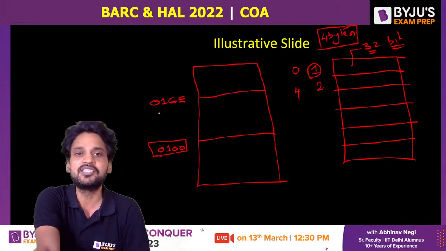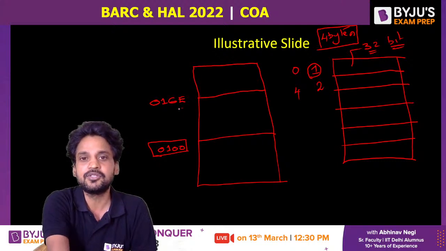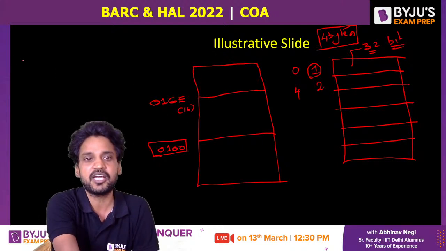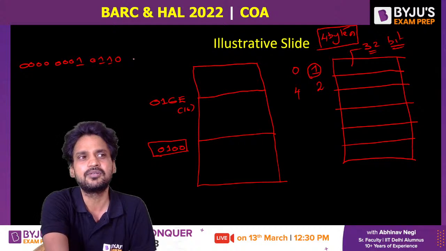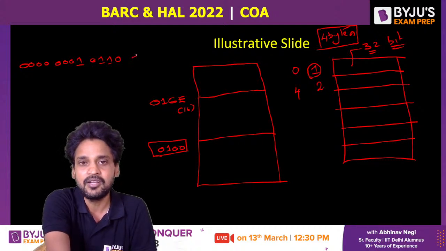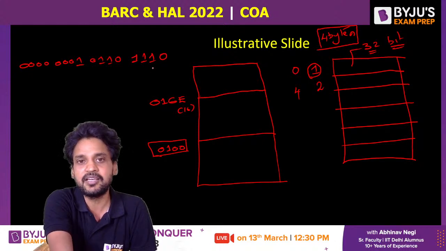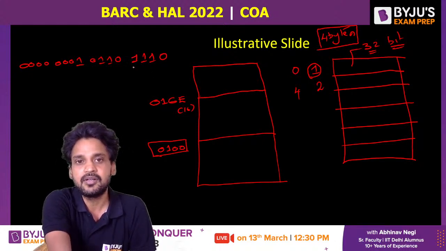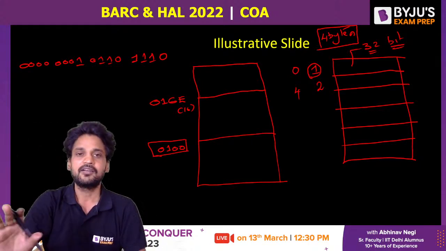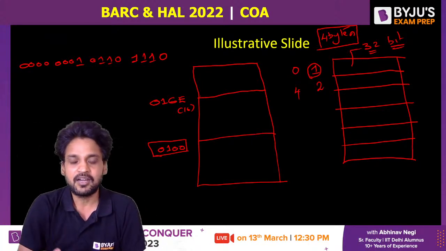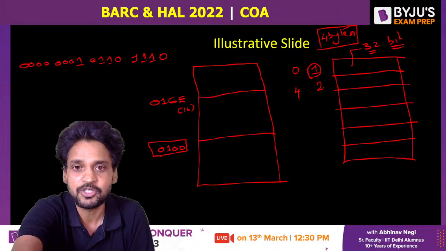016E. What is 016E? This is base 16. 0 is 0000, 1 is 0001, 6 is 0110, E is 1110. The binary is 1110. This is base 2. So far we segregated the things very well. Now we need to identify the answer.